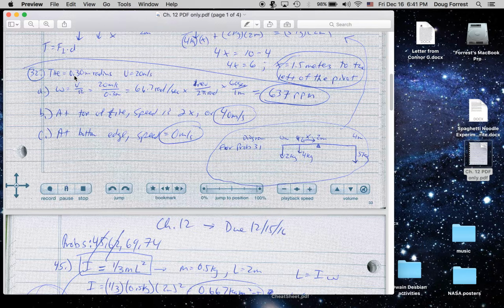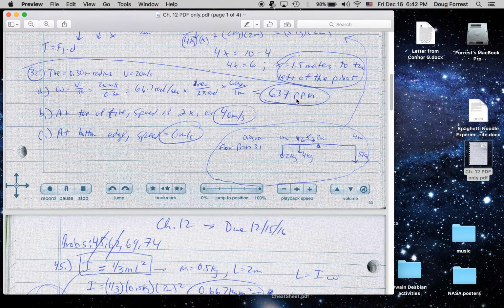RPM is revolutions per minute. So first of all, I have to get radians per second. That's the velocity divided by the radius, and not the diameter, which they gave us, but the radius. That's 66.7 radians per second. Then I know there's one revolution in 2 pi radians. I know there's 60 seconds in 1 minute. So that will let me get 637 RPMs.